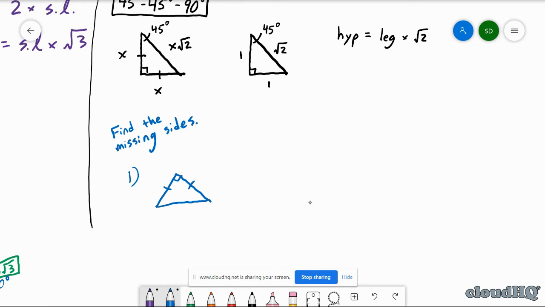So if I give you a leg of 6, what's the other leg? What's the hypotenuse? 6 square root 2.